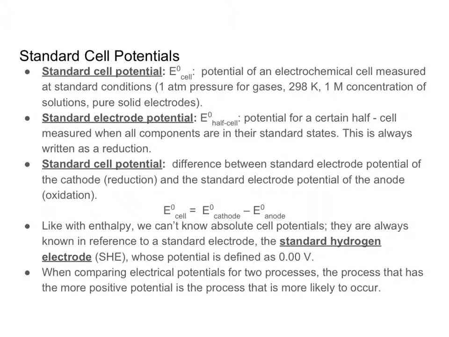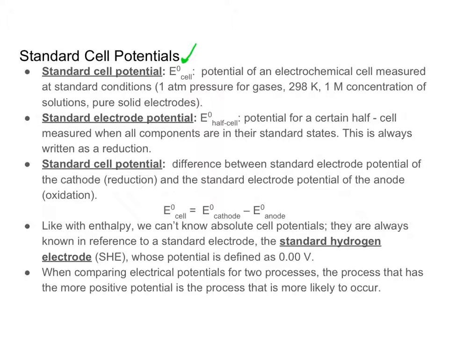But hey, here's some definitional stuff that you need to make part of your tattoo sleeve, perhaps. So standard cell potential. Note, we got this fun little notation here again. That means that we are at standard conditions: 1 atm pressure for gases, 298 K room temperature, 1 molar concentration of solutions, and now we are adding pure solid electrodes. Okay. The standard electrode potential is a little bit different. Note the notation has the half cell. This is the potential for a certain half cell or half reaction, and it's measured when all components are in their standard states, which is always written as a reduction, and you'll see what I mean in a minute.